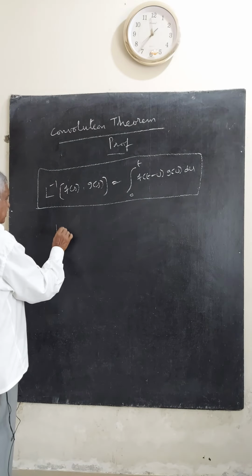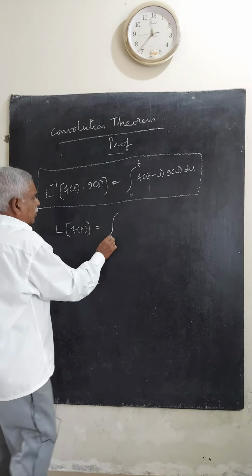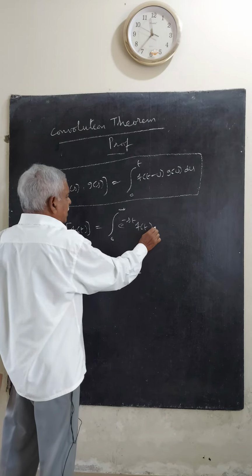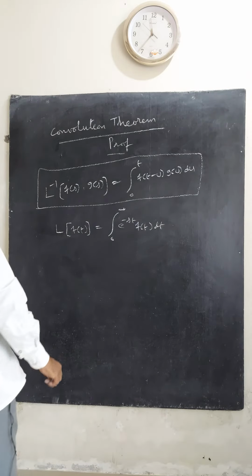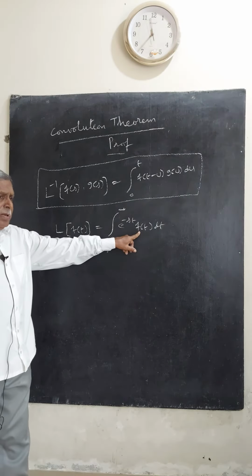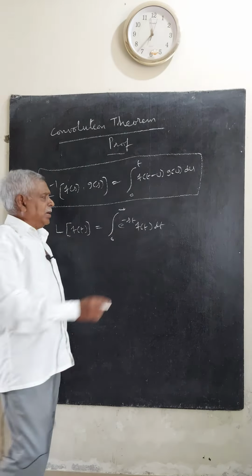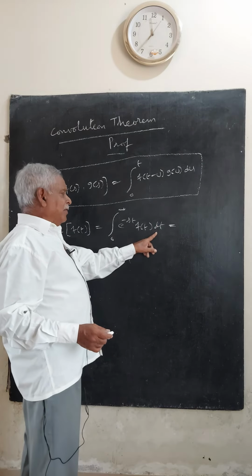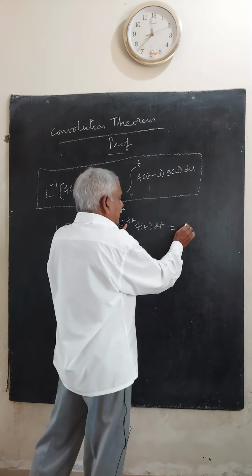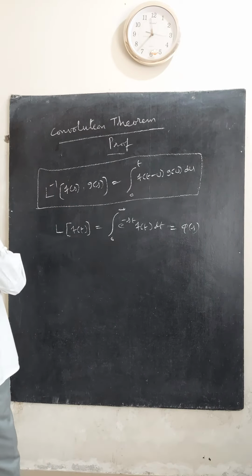We know the Laplace transform of f(t) equals the integral from 0 to infinity of e power minus st f(t) dt. Whatever comes in L of f(t), the same comes in the integral. Therefore, e power minus st dt are permanent. We are integrating with respect to t only. s is other than t. Therefore, the result will be a function of s. This is the basic Laplace transform we know already.